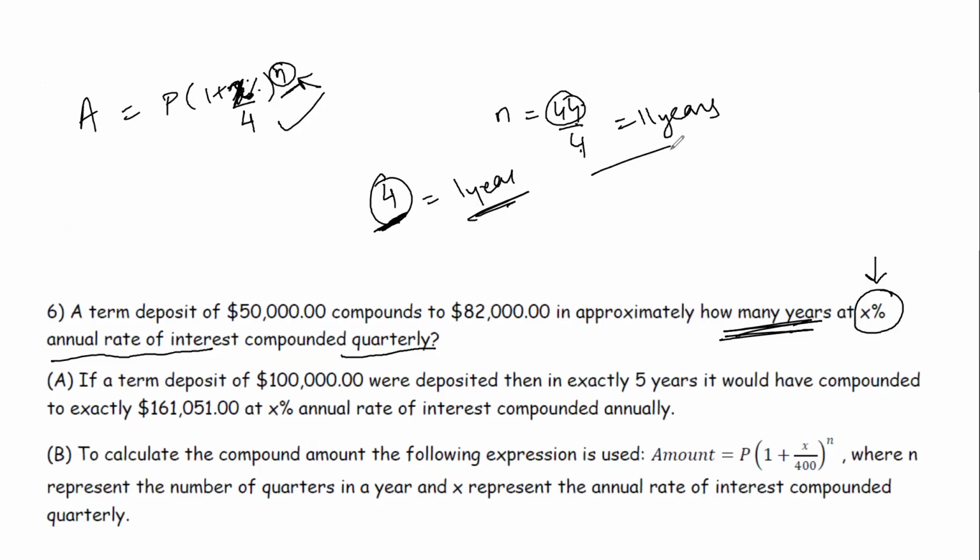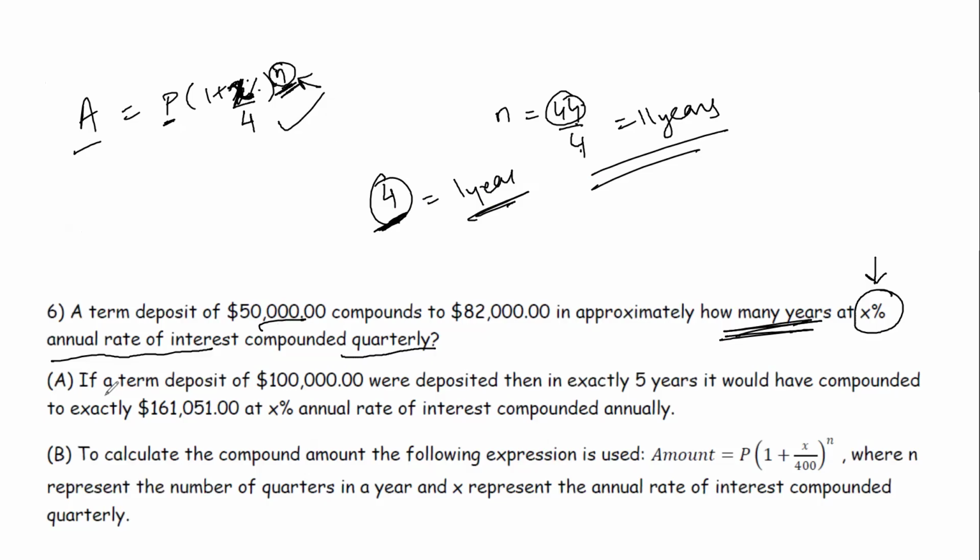But this is just my explanation to you. Let's solve the question. Remember, we need to find X to get to N. Once we get X, we already know P is 50,000, A is 82,000. So all we need to do is find out X and we get the answer for N. We can figure it out.